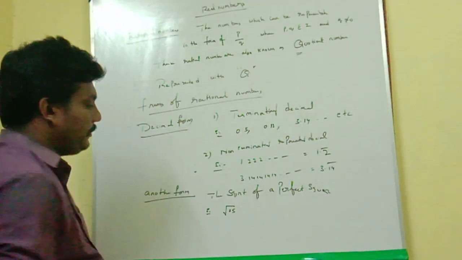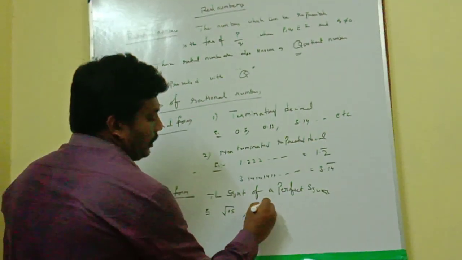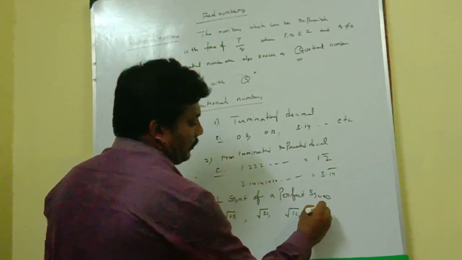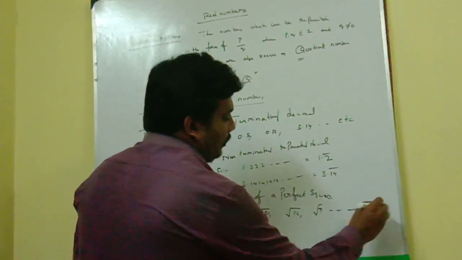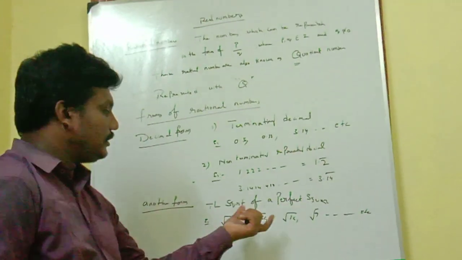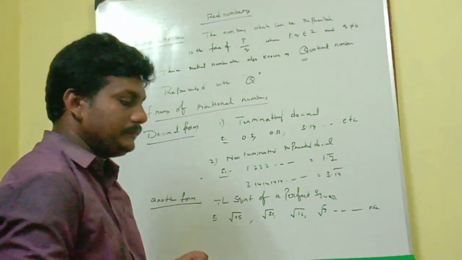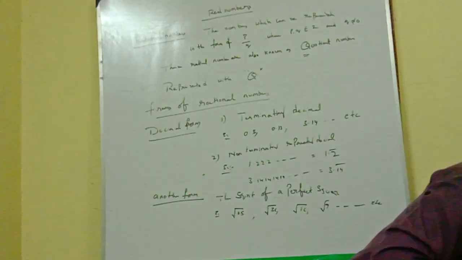This is a perfect square. Like that, root of 36 is a perfect square, root of 16 is a perfect square, root of 9 is a perfect square, and so on. All the perfect squares inside the root are also known as rational numbers.